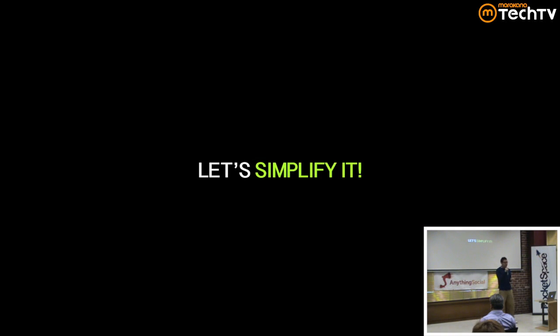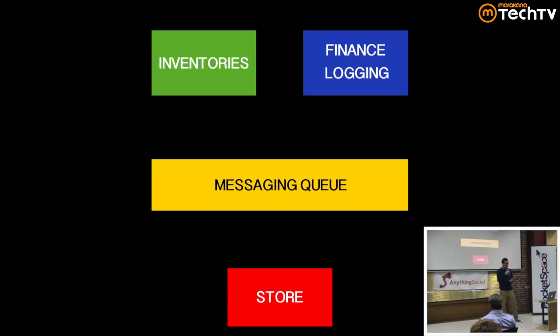So let's simplify this a little bit. Now imagine that the code responsible for completing the order only needed to mark it as completed. And that's it. It is really not the responsibility of the order checkout to do all the other actions that we talked about previously. So then we use our messaging queue to notify that a product has been sold.